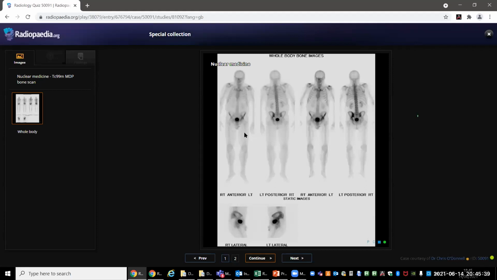So the left iliac bone is suspicious for a metastatic deposit, and I would do either an X-ray or a CT bone windows to ascertain the osseous nature of this pelvis. I think this is metastasis, right? Yeah.